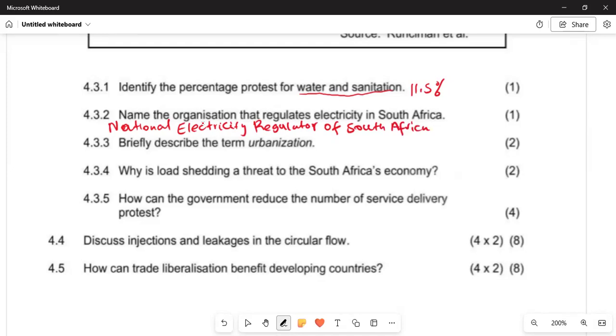That is that. We're talking about NSC 4.3.3, briefly describe the term urbanization. So now you have to describe the urbanization. That is the movement of people from rural areas to urban areas.